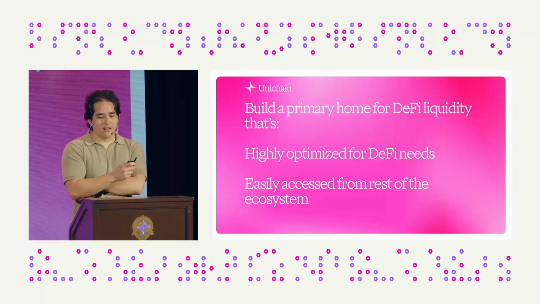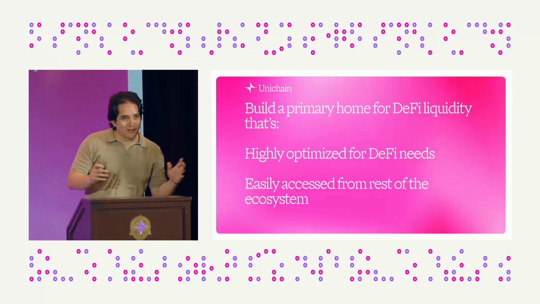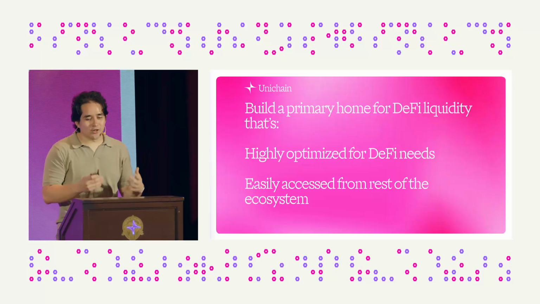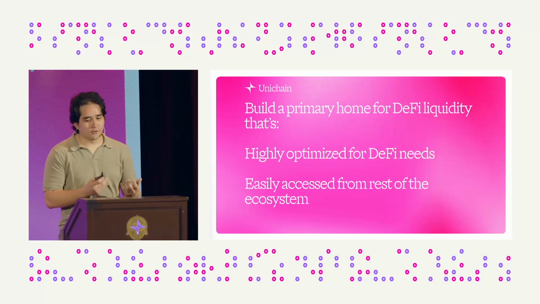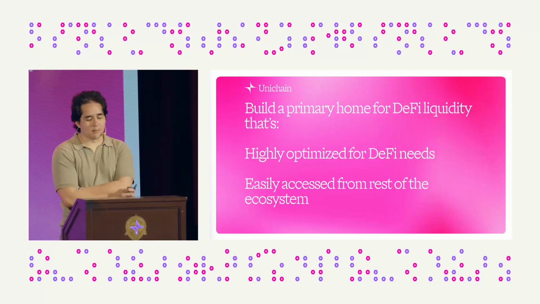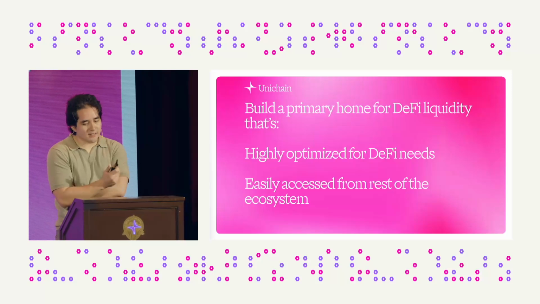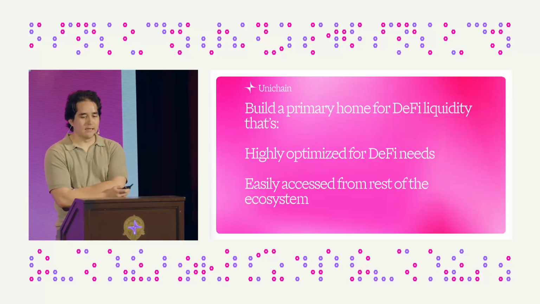So, okay, these are the general motivating reasons behind Unichain from our perspective: let's try to build a primary home for DeFi liquidity that is highly optimized for DeFi needs and specifically trading needs, to build an AMM ecosystem that is easily accessed and highly efficient.